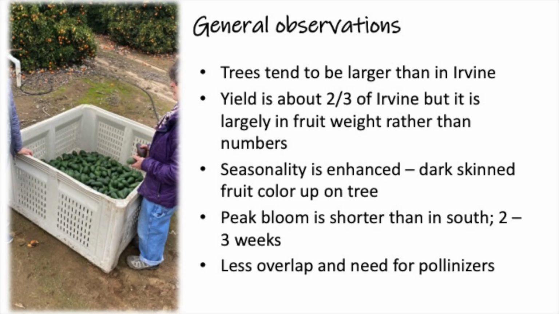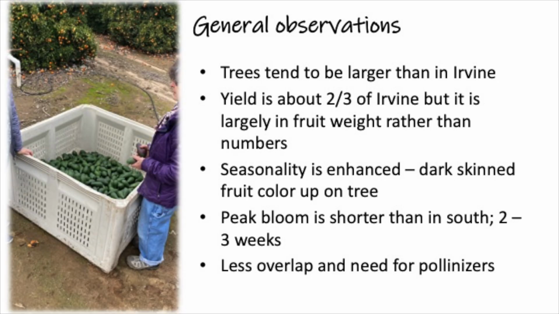Is that because we have less yield, or they just grow bigger here? I can't tell you. The architecture of the tree is different here than it is in Southern California. The yield is about 2/3 of what we can get in Irvine, but it is large. The difference is in fruit weight. It's not in the numbers of fruit that we pick. I think we don't have overhead cooling on the trees, and maybe that would boost the yields.